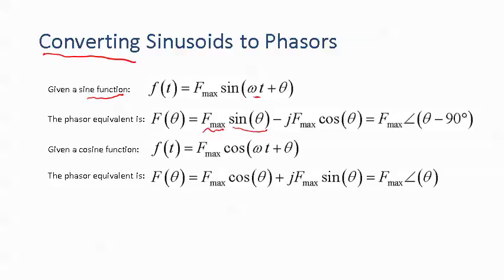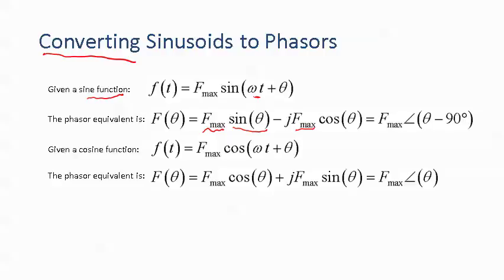Notice we got rid of omega t when we go to phasors, but we'll put it back in when we need to. Also, the imaginary part would be minus the peak value times the cosine of theta. So that's a minus j, peak value times the cosine of theta. And of course, as a phasor, that would be peak value at an angle of theta minus 90 degrees.